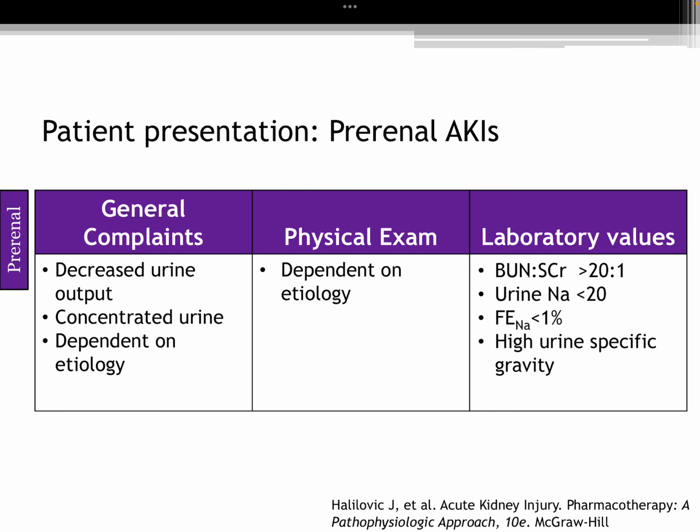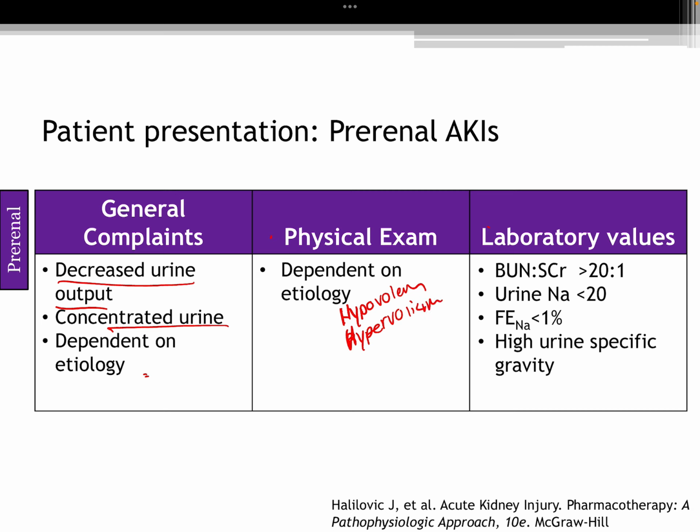And though there are many different causes of prerenal AKIs, one thing we can have consistently is some of the signs and symptoms. So, signs and symptoms of prerenal AKIs can include decreased urine output, concentrated urine, and then the other complaints may be dependent on the etiology. And we'll talk about the etiologies here in a moment. On physical exam, this will also be dependent on etiology because it can either be hypovolemic or hypervolemic. And as we talk about the specific etiology, this will become a little bit more specific.